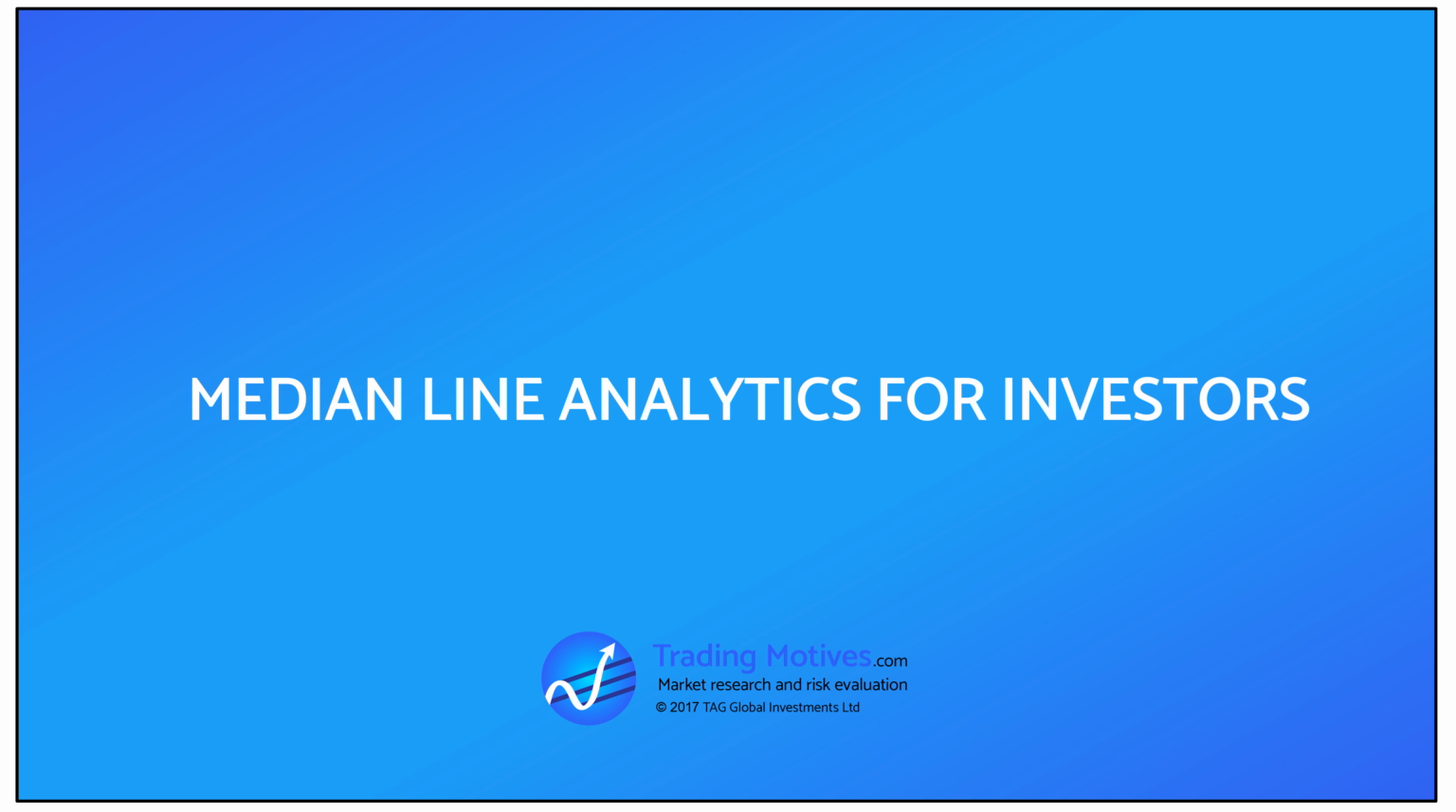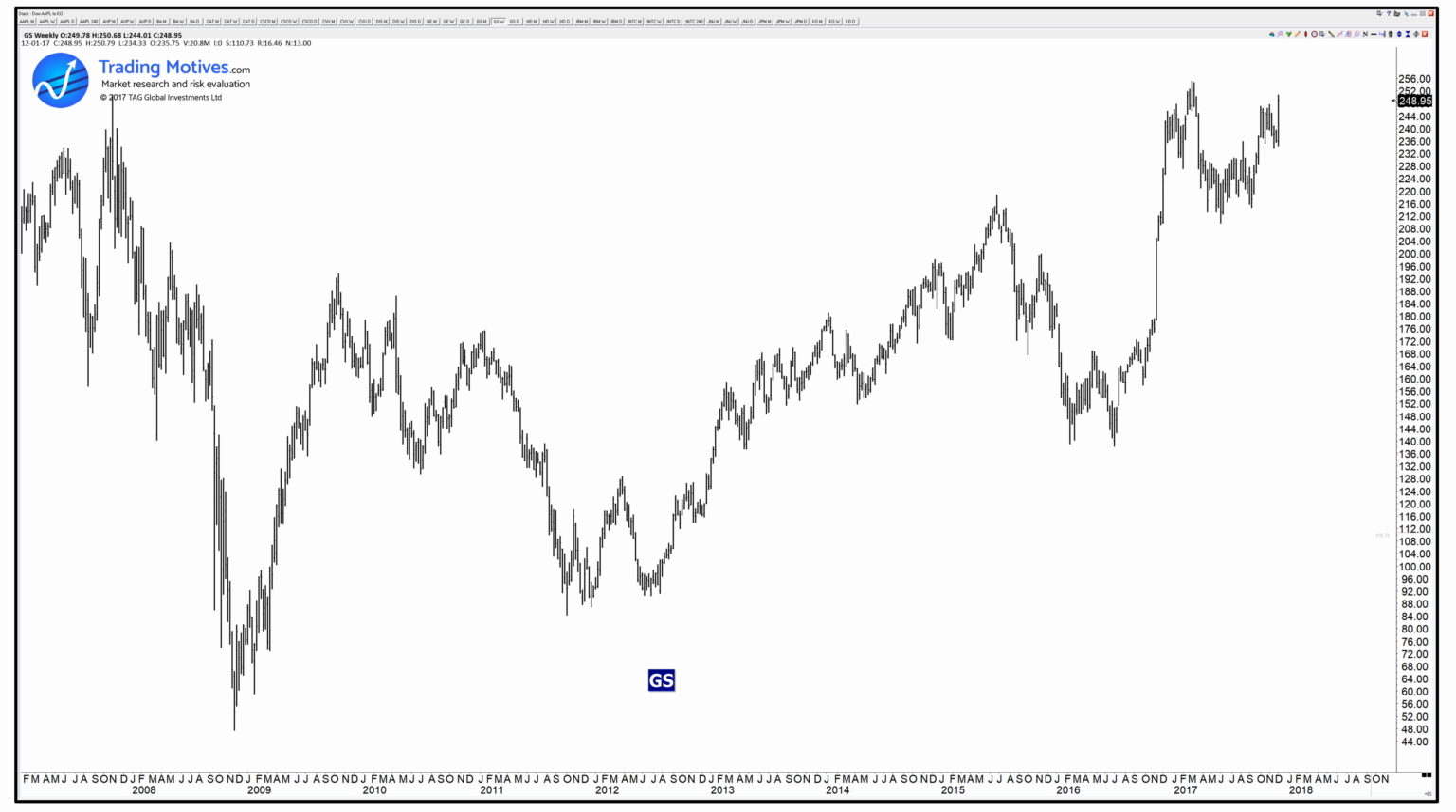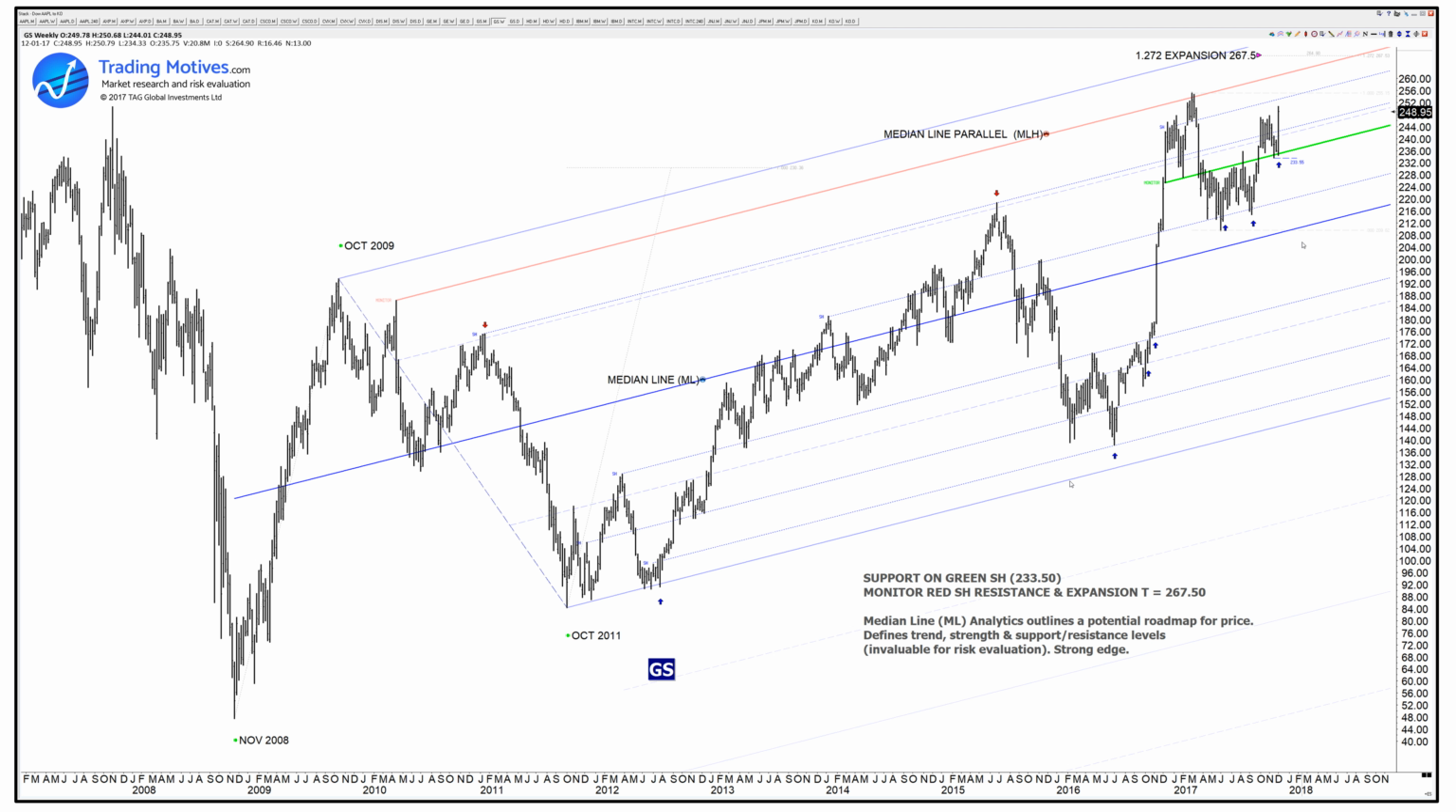If you're interested in seeing how median line analytics can add value to your investing and to your position trading, take a look at this. Here's a weekly chart of Goldman Sachs, and if we apply median line analytics to it, it helps to clarify the patterns, the trends, the support and resistance levels, and that's very, very important for both investing and for position trading.